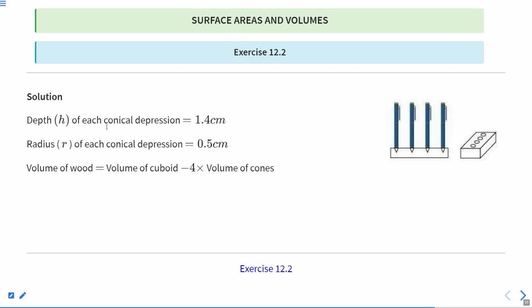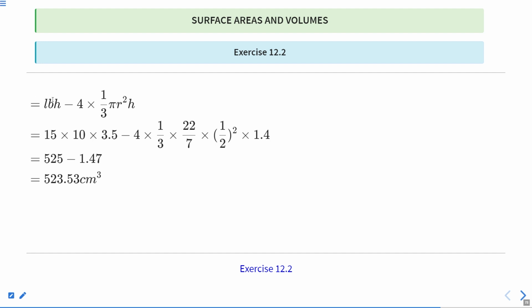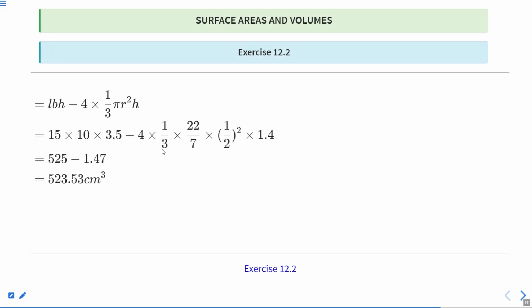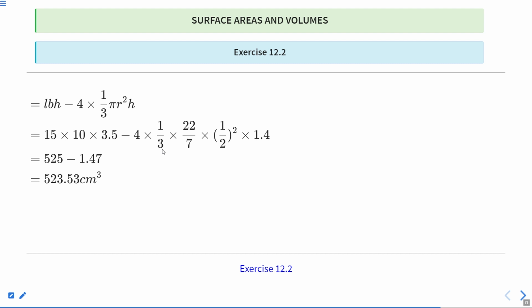The volume of the cuboid is equal to length into breadth into height, that is LBH, minus 4 times the volume of the cones. The volume of a cone is 1/3 pi r square h. So this is equal to LBH minus 4 times 1/3 pi r square h. Here the length L is 15, B is 10, and H is 3.5. The radius r is equal to 1 by 2, that is 0.5, and the height of the cone h is equal to 1.4.